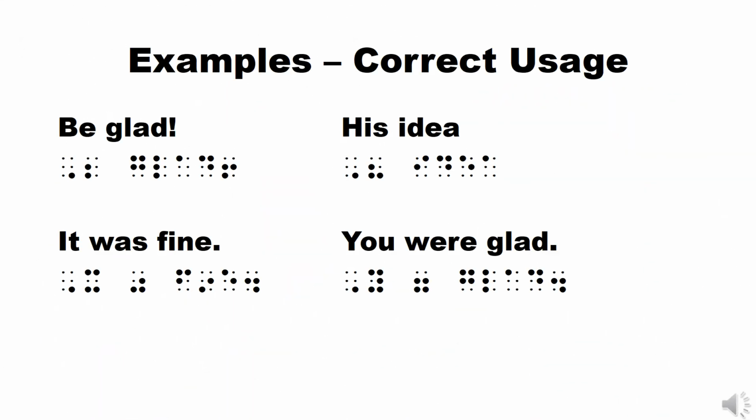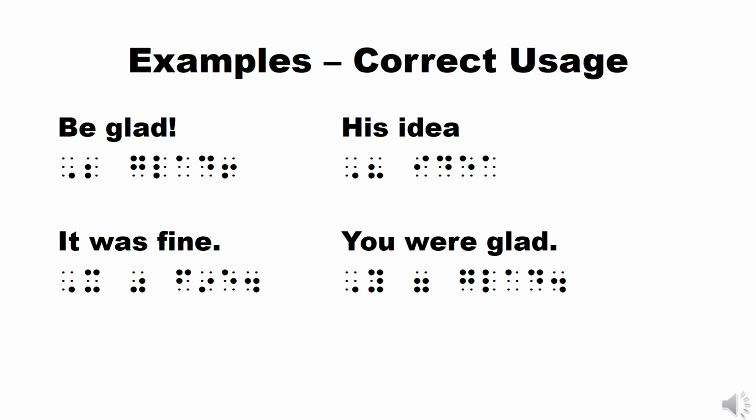Slide 7 shows examples of correct usage. Let's read through these and describe the Braille. Be glad! is correctly brailled as dot 6 as capital indicator and dots 2, 3, space, glad, exclamation mark. That is, the word sign for be, then the word glad followed by the exclamation sign. His idea in Braille is dot 6, then dots 2, 3, 6 for his, followed by the word idea. That is, the word sign for his followed by the word idea.